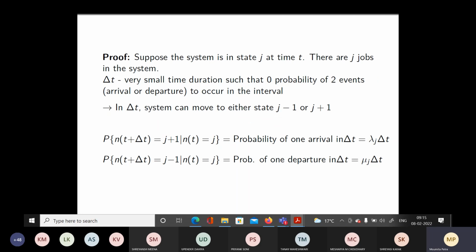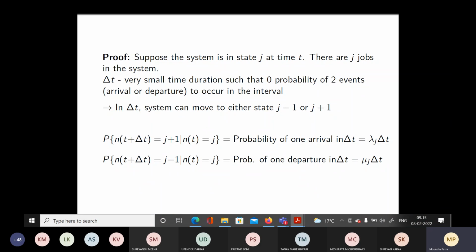So let us start with the proof here. Okay, so what do we assume? Let us assume that the system is at state j at time t, which means that there are j jobs in the system at time t. Now we assume that delta t is a very small time duration such that the probability of two events occurring is 0. Okay, so that means either an arrival will occur or a departure will occur in the interval. Both cannot occur at the same time because delta t is pretty small. We are considering it as a very small duration.